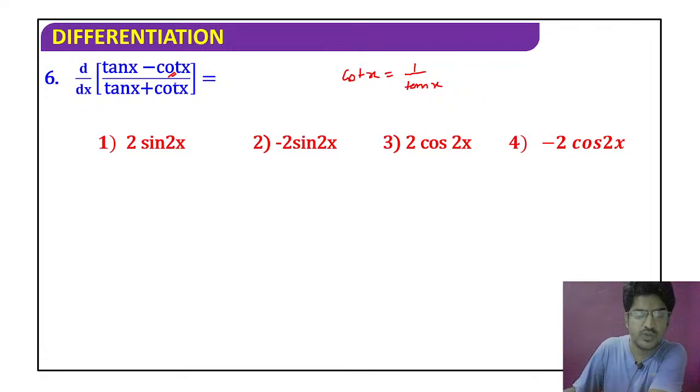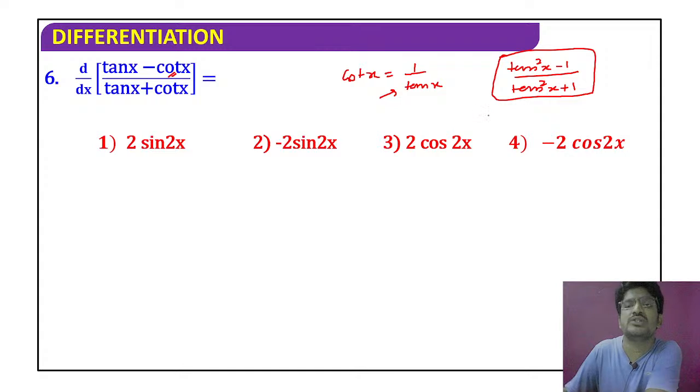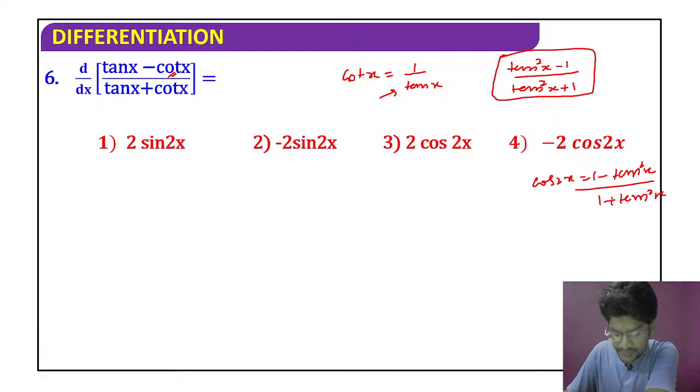Okay, so if you write this as 1 by tan x, that will be tan square x minus 1 divided by tan square x plus 1. Because in the place of cot, I can write it as 1 by tan. So therefore tan square x minus 1 divided by tan square x plus 1. So using that, you will get this required form. Okay. So you must also know the formula of cos 2x. What is the cos 2x formula? 1 minus tan square x divided by 1 plus tan square x. Okay.